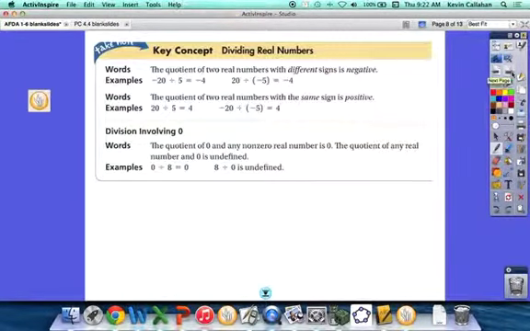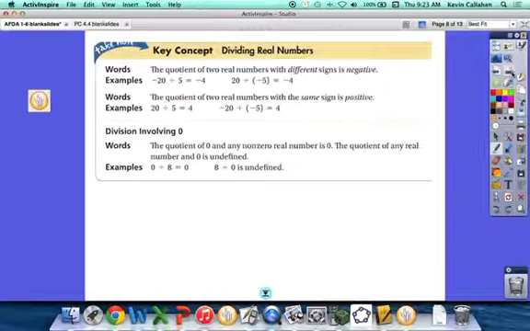Now, dividing fractions or dividing numbers, it's pretty much the same. If you're dividing numbers that have the same sign, positive divided by a positive is a positive. Negative divided by a negative is a positive. If one of them is negative, then the answer is negative. The quotient, the result of the division, is negative. The ones that we make a lot of mistakes with are when we're doing things with 0.